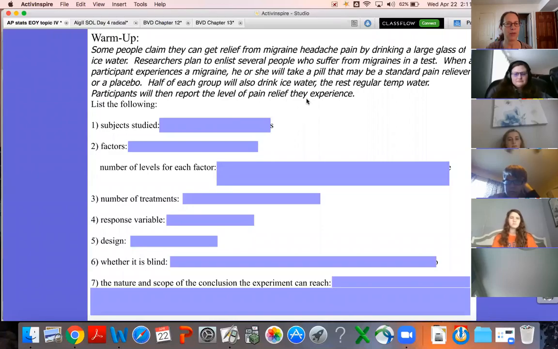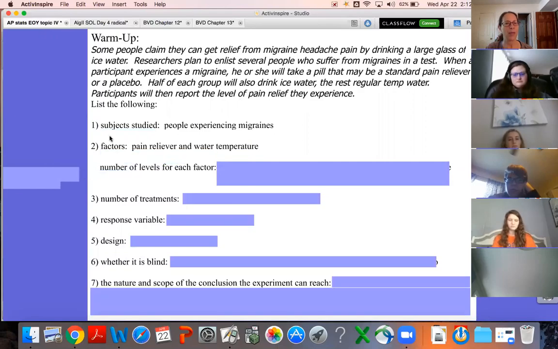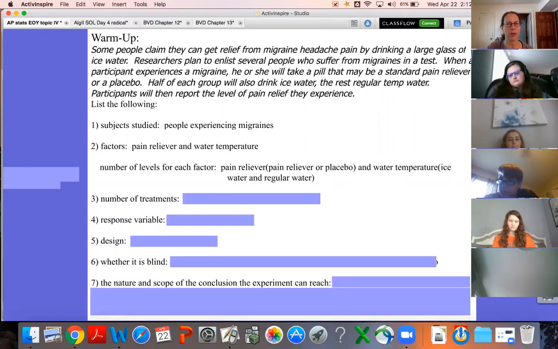Participants then report the level of pain that they experience. So the subjects studied are people with migraines. And the factors are the water and the pain reliever. Oh, I forgot there was a pain reliever. So they give a pain reliever and they give water. And the levels in each factor, so the pain reliever, it's either a pill or a placebo. So for the pain reliever, you either get a pill or a placebo. And for the water, you either get ice water or regular water.